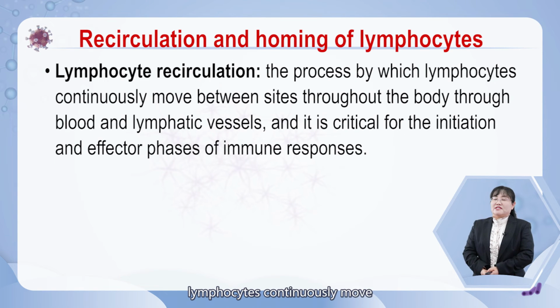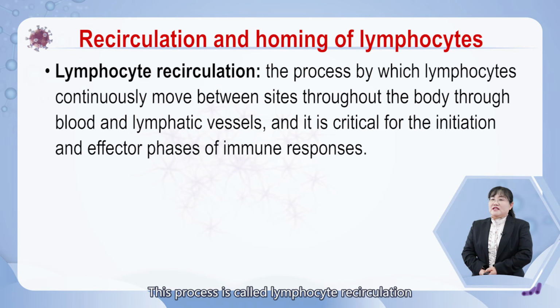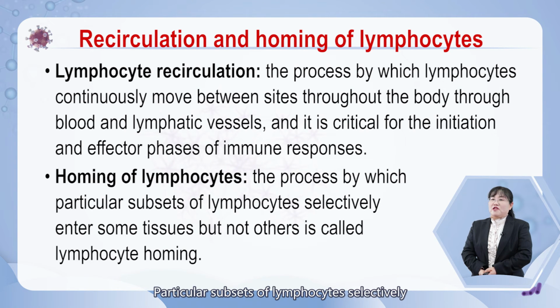Lymphocytes continuously move between sites throughout the body through blood and lymphatic vessels. This process is called lymphocyte recirculation, which is critical for the initiation and effector phases of immune responses. Particular subsets of lymphocytes selectively enter some tissues but not others. This process is called lymphocyte homing.